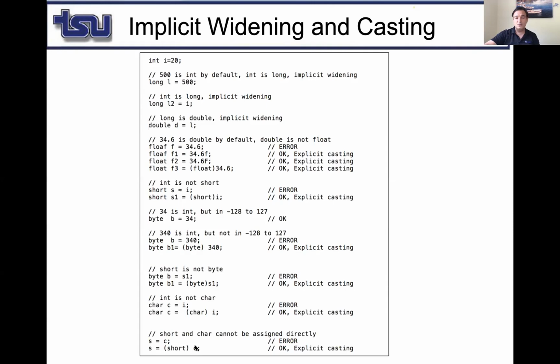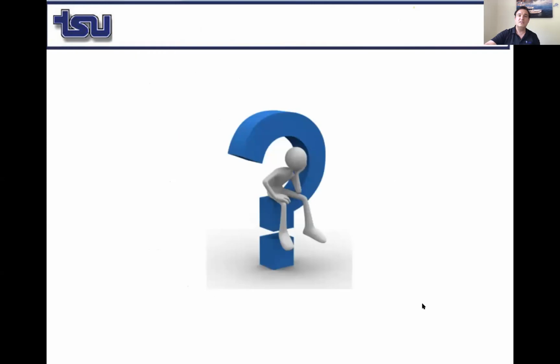But again, you may say, hey, C is char, I know it's a character, I know it's not a short, but I want Java to accept it as short. So that's called explicit casting. Well, that's all I have here.